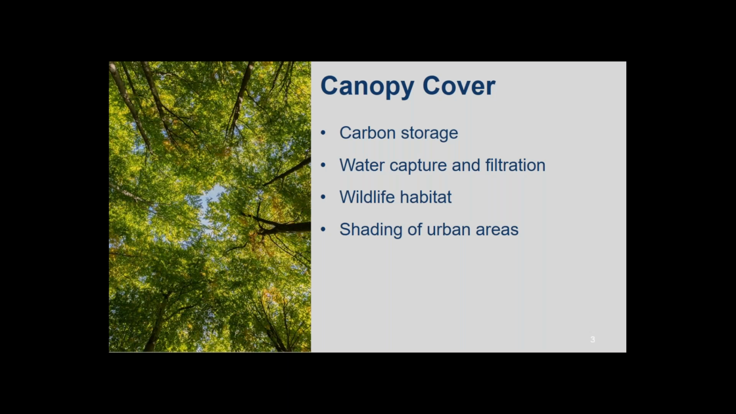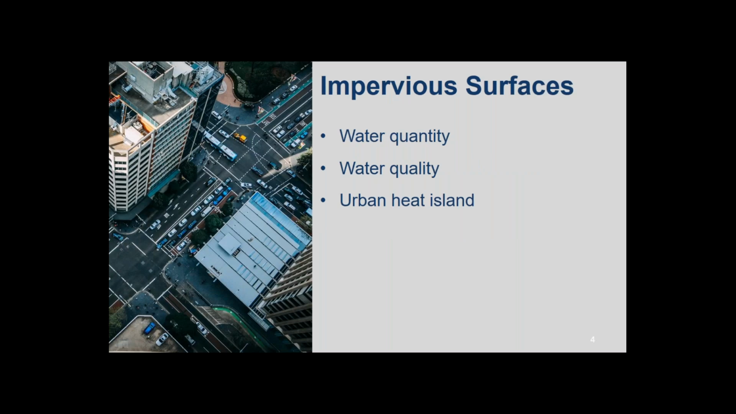So taking the canopy cover example first, by measuring the amount of canopy cover, we're gaining information about a range of ecosystem services provided by trees, such as amounts of stored carbon, how much vegetation there is to capture rainwater, how much wildlife habitat is available, and how much of our city streets are being shaded on hot summer days, which has the effect of reducing the urban heat island effect, which is where our cities are considerably hotter than surrounding more vegetated areas.